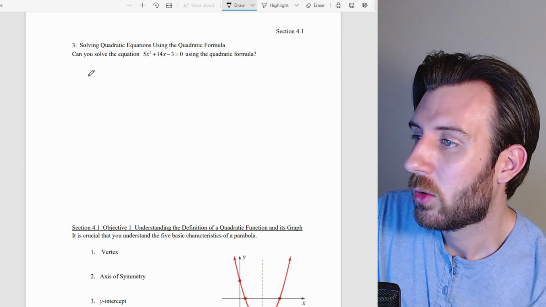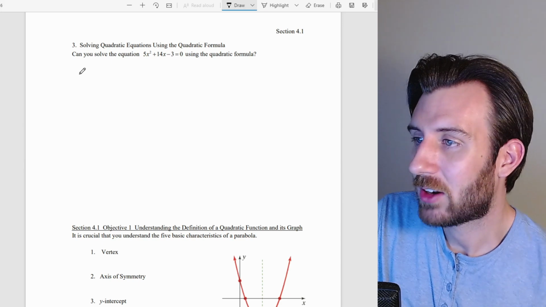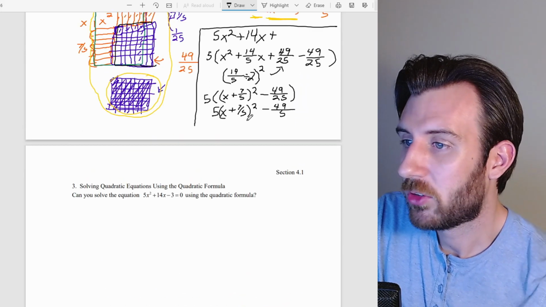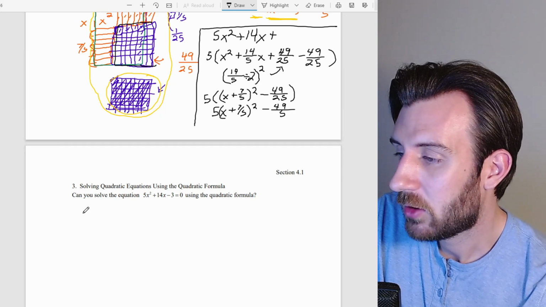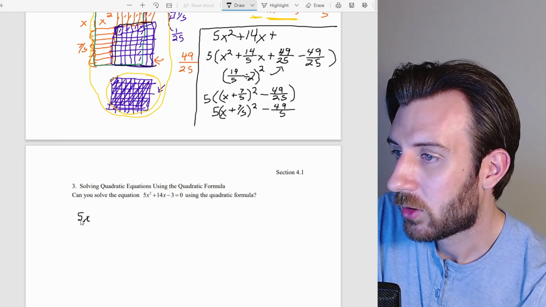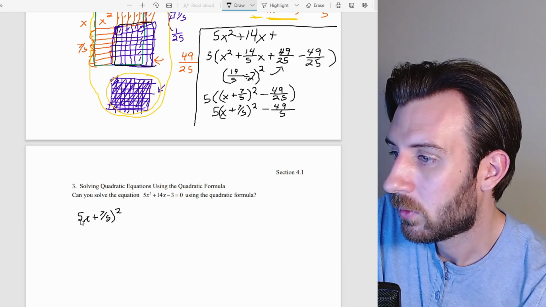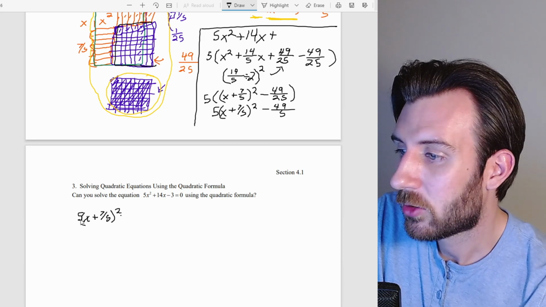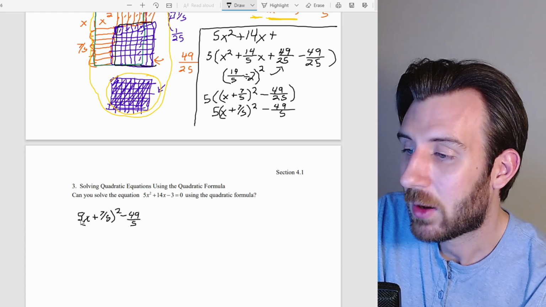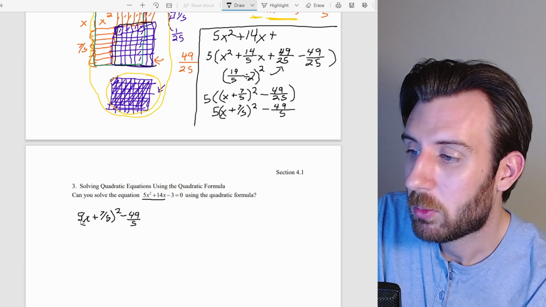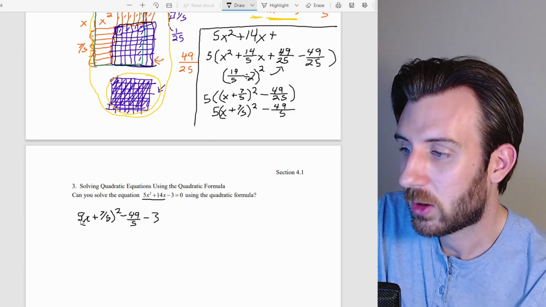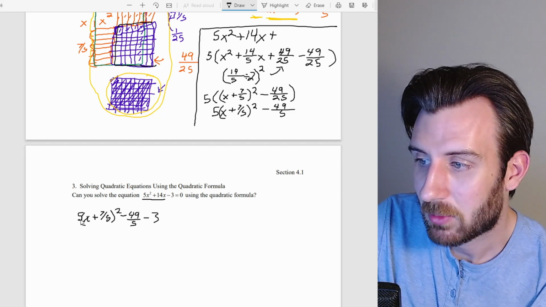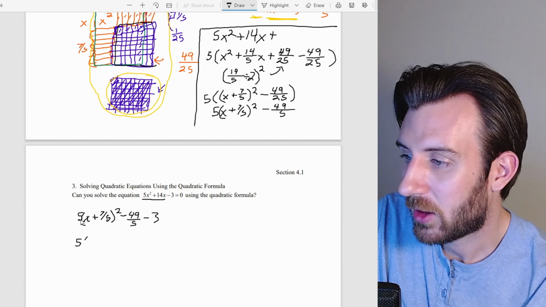What we can do, if we wanted to do it by completing the squares, we could actually pick up right where we left off, which was saying that this entire thing right here is equal to 5x plus 7/5 squared. And then we would say, okay, minus 49/5. That was this part right here. And we'll put in a little -3 there as well in this situation, okay? So this is the exact same idea. I'm just starting with where we picked up in the last problem.